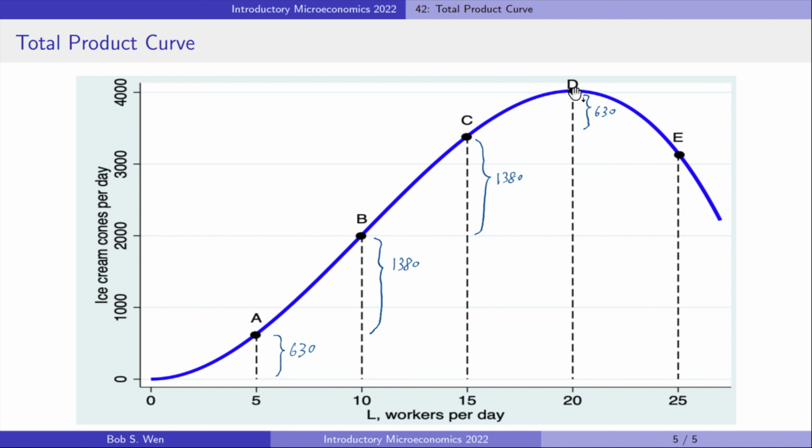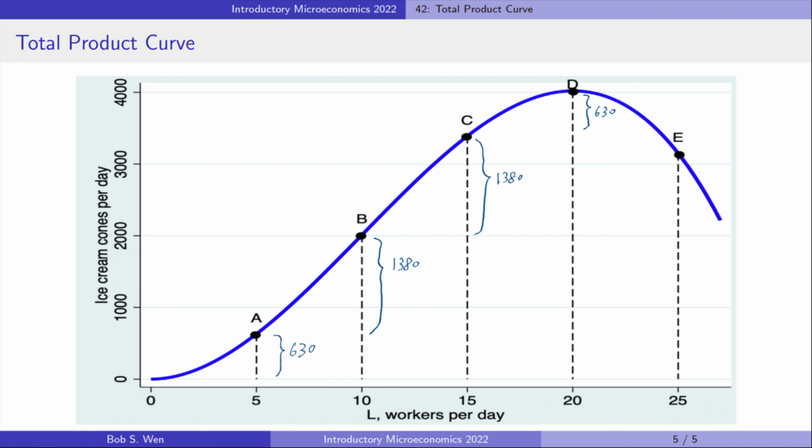Here are some observations. First, the total product curve shows only the maximum amount of output that can be produced from given levels of labor. That is, the production function includes efficient production process only. Second, this is the short-run total product curve. The only input we can change is the labor. The other inputs, such as capital and land, are held constant.